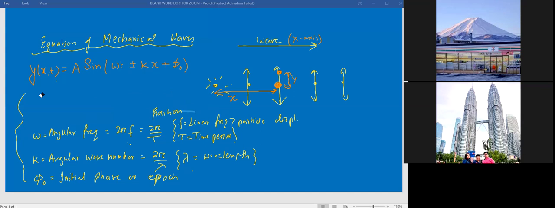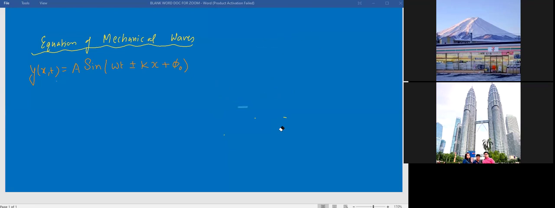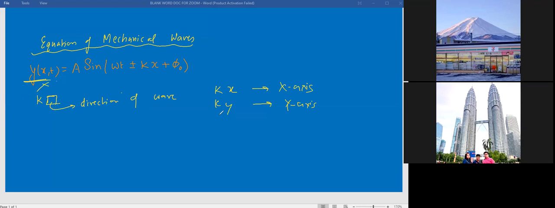Now, there is something more. There is some more information that we can get from this. Whatever variable is attached with k, that will give you the direction of wave. For example, kx means wave is moving along x-axis. Ky, wave is moving along y-axis. This does not matter, okay? Only the variable which is attached with k. So kz means wave is moving along z-axis.